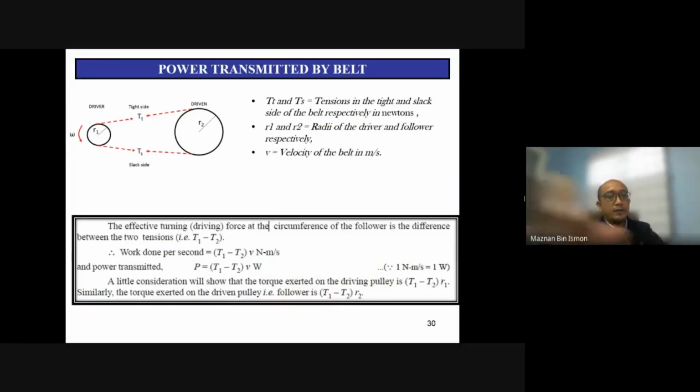Whereas for power, you know that the belt has a certain velocity. The belt is moving at a certain velocity. At each point, it will have its velocity. Okay. So the power transfer we can derive from this formula.